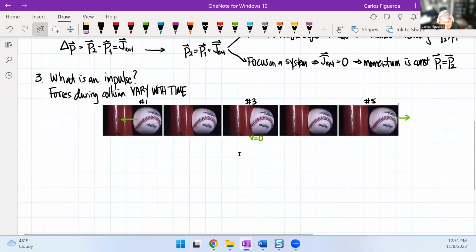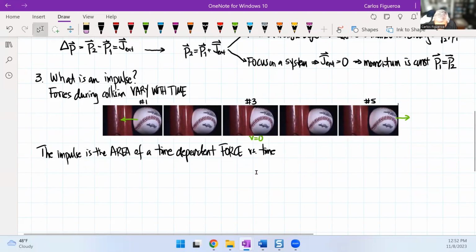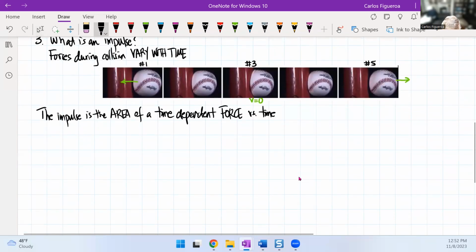So what we said here is that by definition, the impulse is the area of a time-dependent force versus time. And the way we looked at this is that we said, imagine that I have a curve something like this.